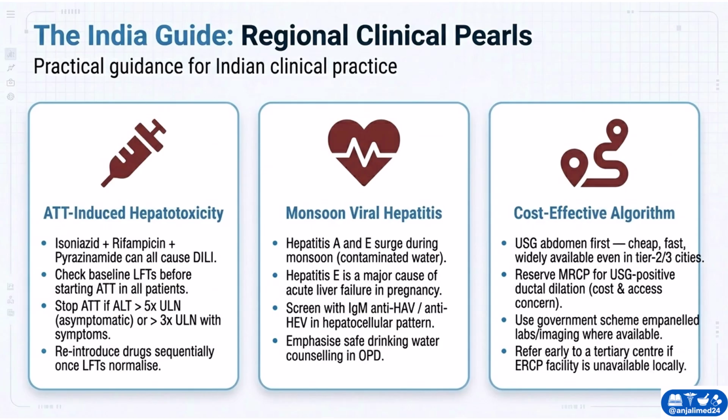The third point is a cost effective diagnostic approach, which is highly relevant in resource limited settings. For patients with cholestatic pattern, abdominal ultrasound should always be the first imaging investigation. It is inexpensive, widely available, and can quickly detect bile duct dilation, gallstones, or masses. Reserve MRCP for patients with positive or inconclusive ultrasound findings. If advanced procedures such as ERCP are not available locally, refer the patient early to a tertiary care center to avoid delays in the treatment.